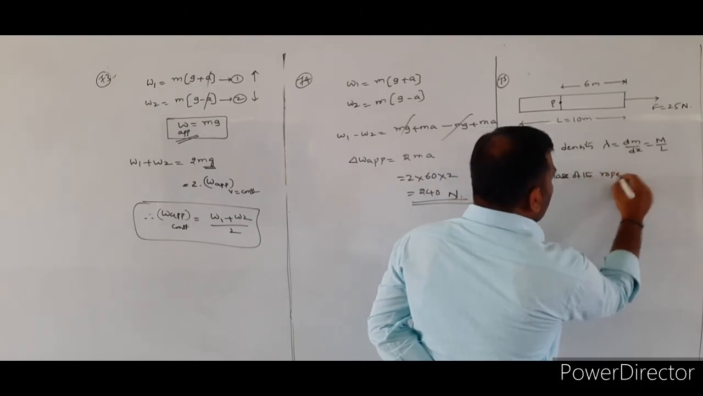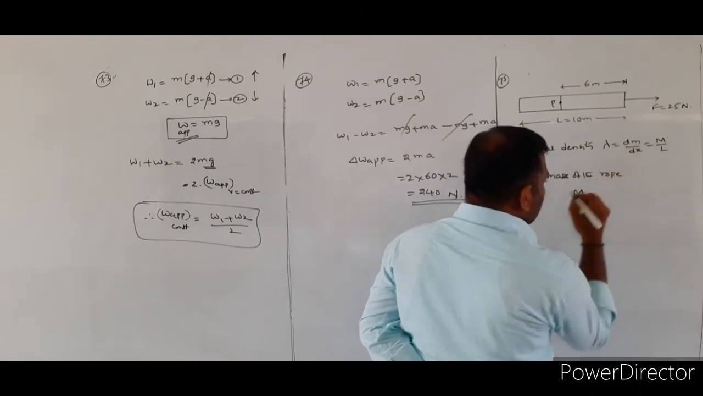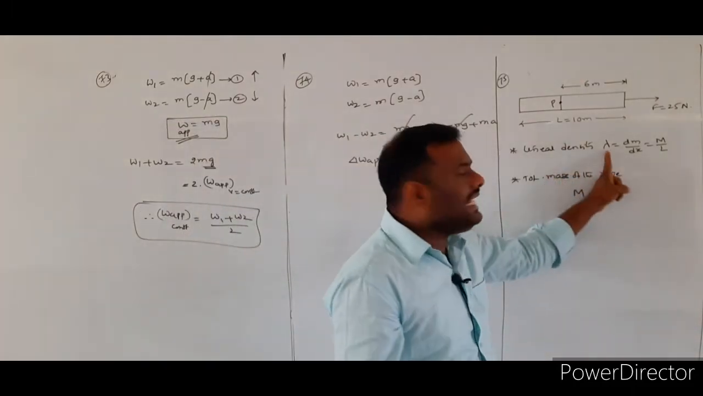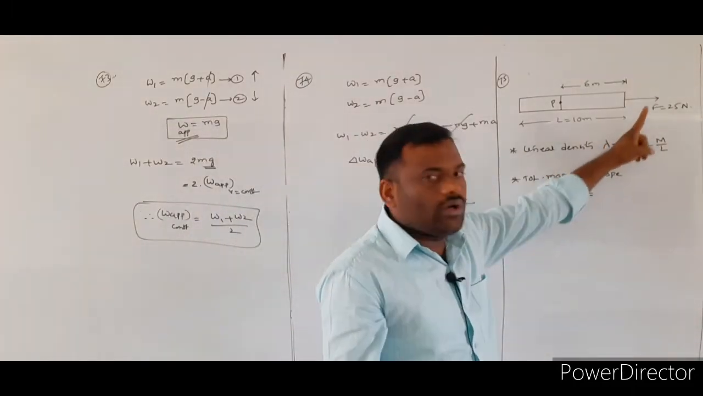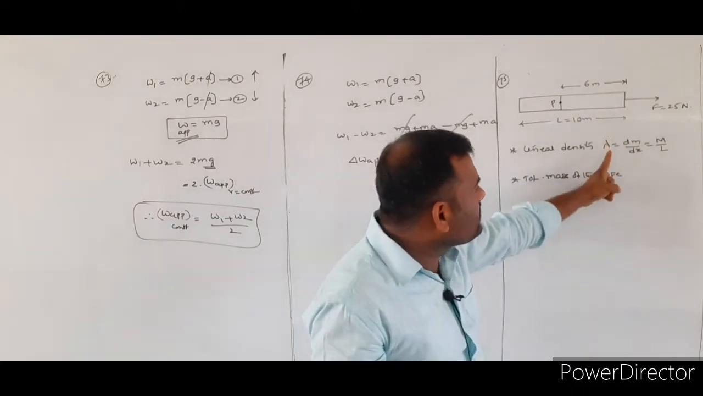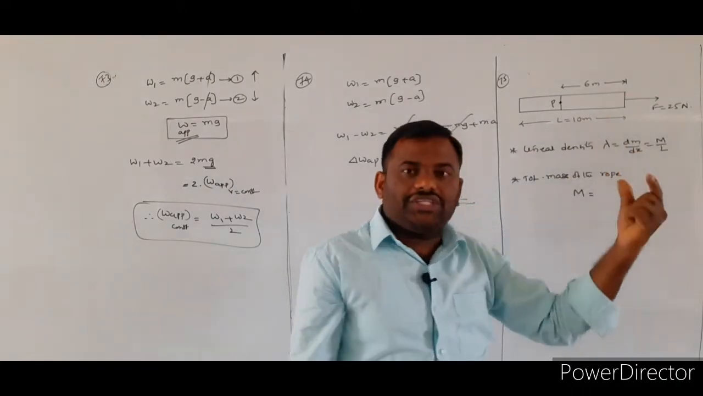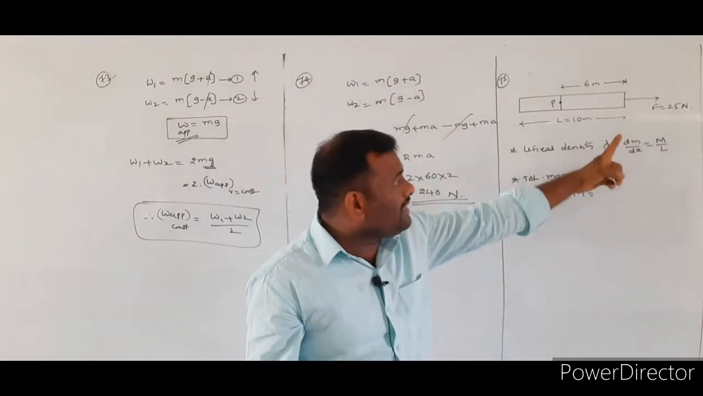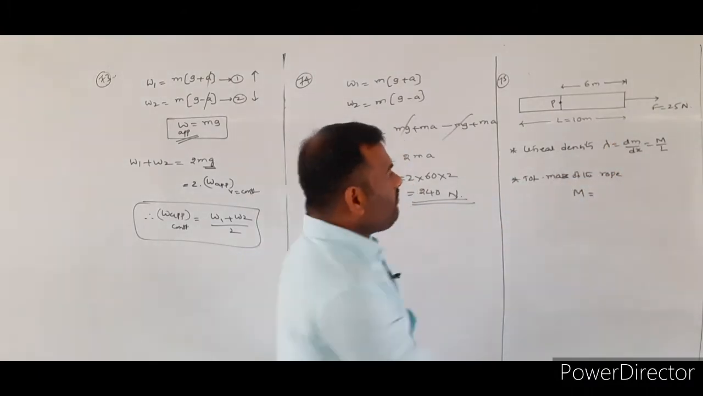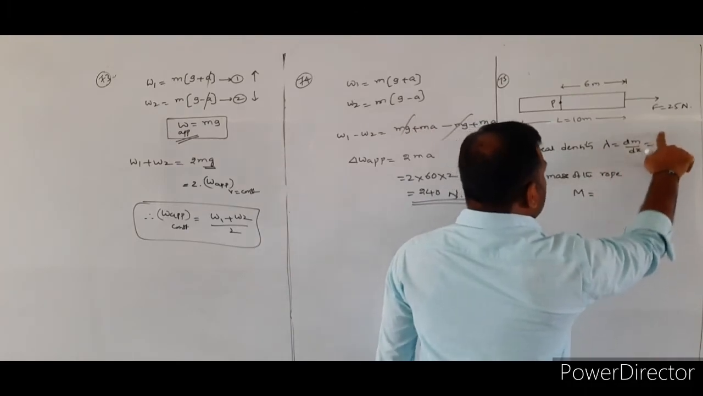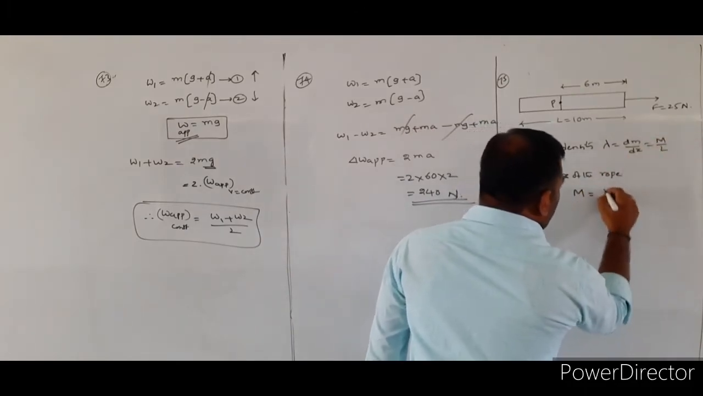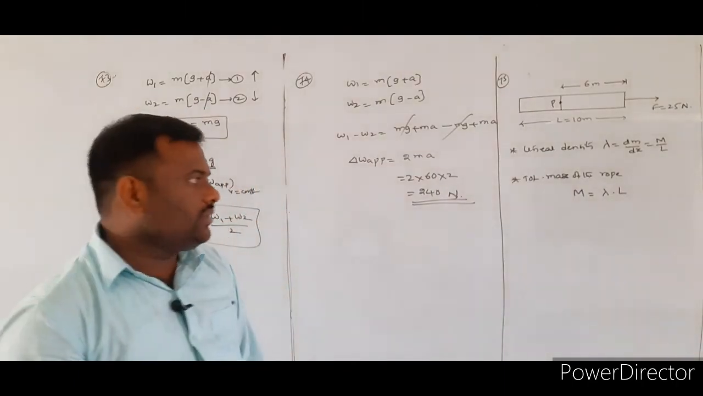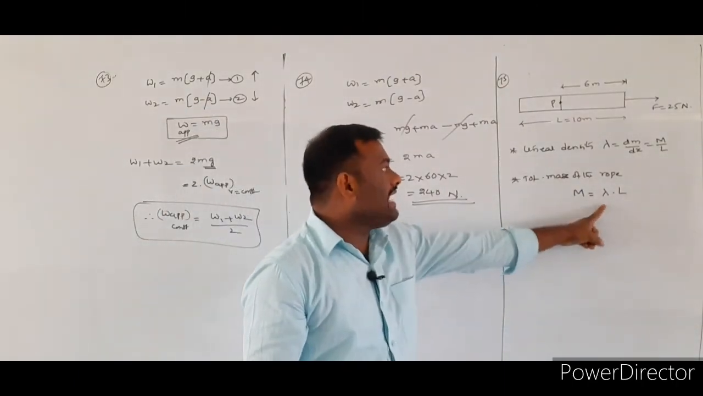So the total mass of the rope will be assumed as capital M. From the definition of linear density, how can I define it? Linear density is equal to a fraction amount of the mass by a fraction amount of the length, or total mass by total length. So from that equation, lambda is equal to M by L, and M is equal to lambda into L.